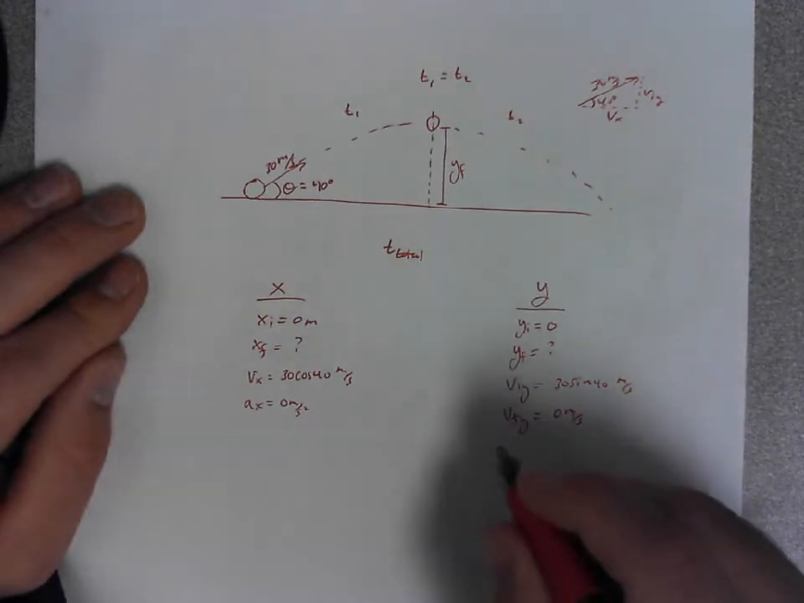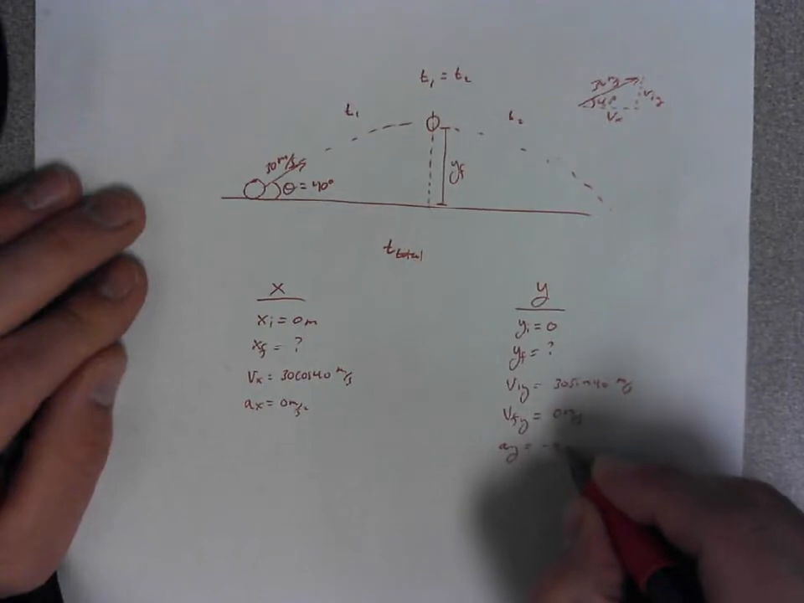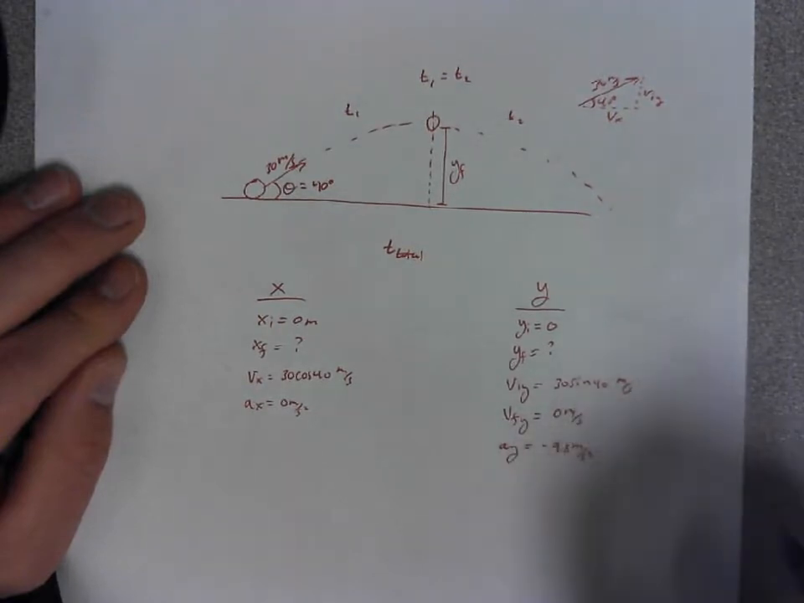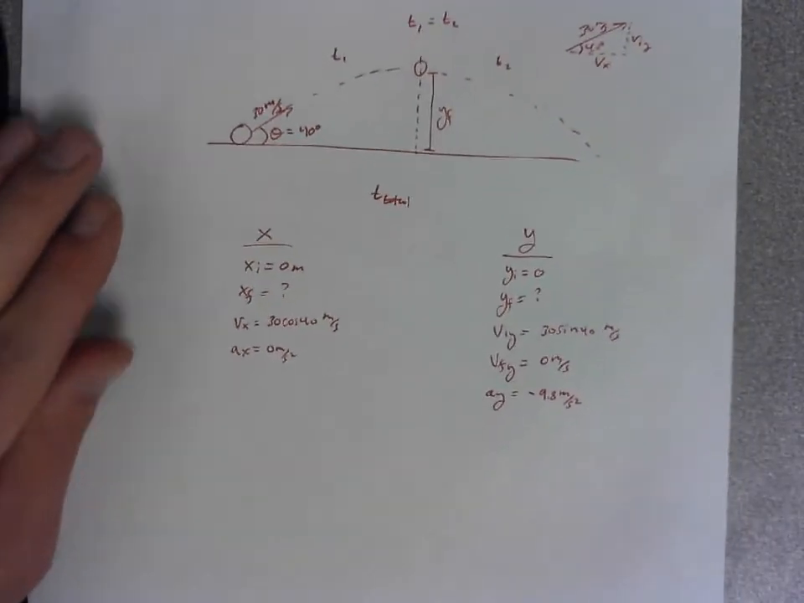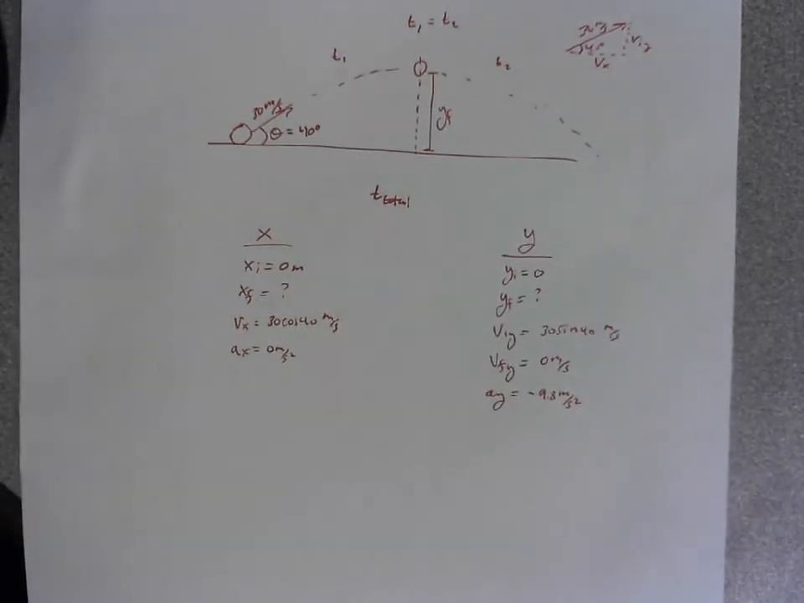My ay is going to be negative 9.8. A lot of the times I try to make these problems so that I don't have to use a negative acceleration. But in this case you have to, because the ball's going up and gravity's pulling down, so something has to be negative. In this case we've chosen our gravity to be negative.